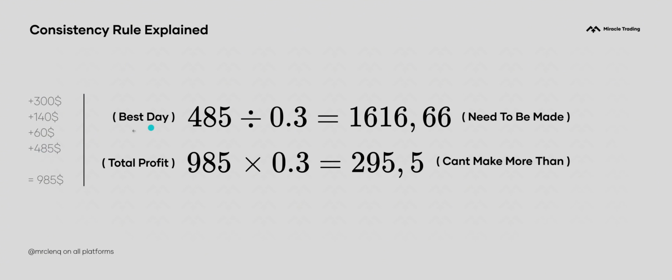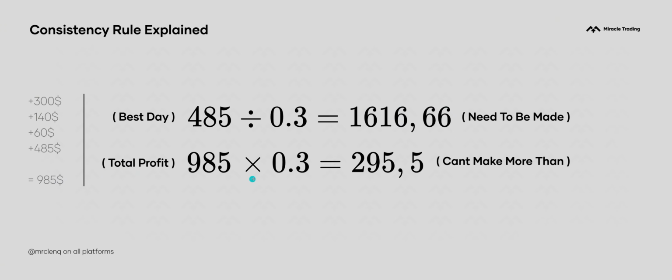So now we take $485. If we have a consistency rule of 30%, we're going to divide $485 by 0.3, and we get this number right here. This is how much needs to be made in order to be able to get a payout. The higher the amount, the more you need to make in order to be able to get a payout. So if the consistency rule of your prop firm is 50%, you just do 0.5. Now this is in total how much you need to make in order to get a payout.